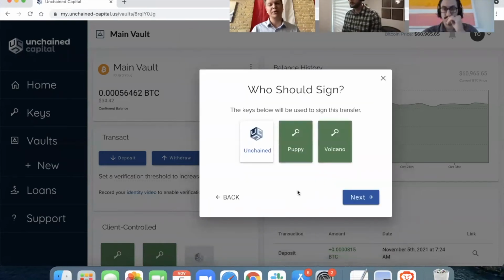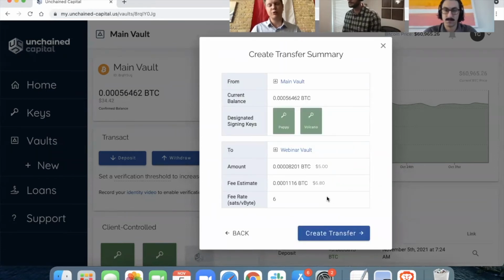Now I'm going to be able to select the co-signers. Who's going to actually sign for this transaction? By default, I have Puppy and Volcano both selected as signers, so I'm just going to keep that and select next. Then I get a chance to review my withdrawal transactions. I'm going to be sending from my main vault to my webinar vault, and there are the amounts that I had selected earlier. I'm going to select create transfer.